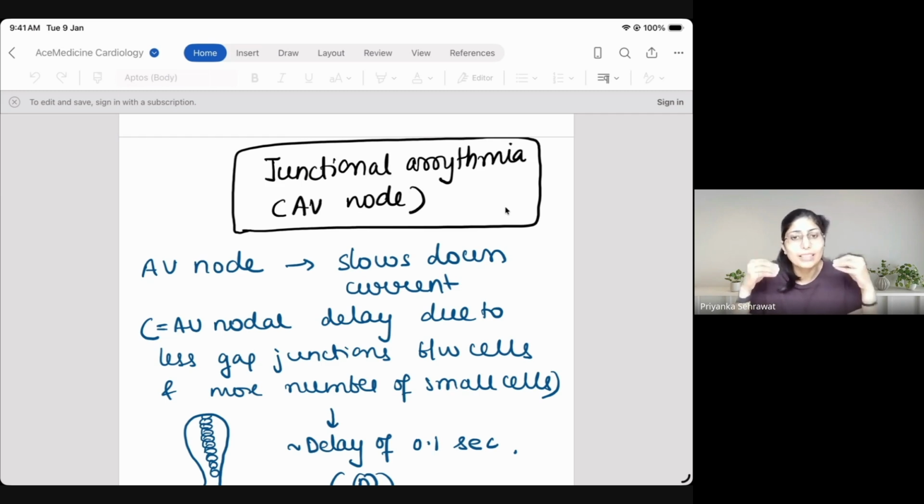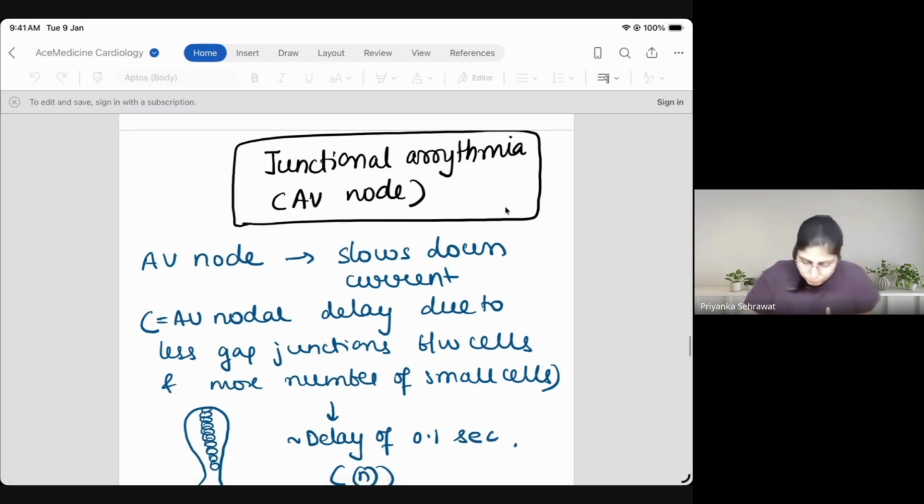Now, what will get affected if there is junctional arrhythmia? The PR interval gets affected, correct? The PR interval gets affected. तो यहीं पे आपके basics आ जाते हैं. It's very important to know the basics so that you do not get confused in the exams. Junctional arrhythmia is all about AV node. AV node is responsible for PR interval, है ना? Now, AV node slows down the current. We know AV node normally leads to delay of 0.12 second.